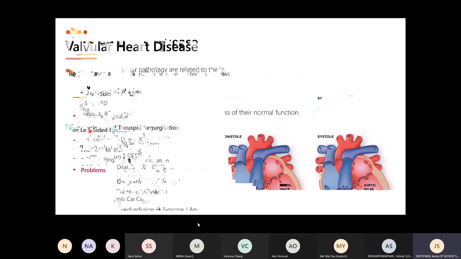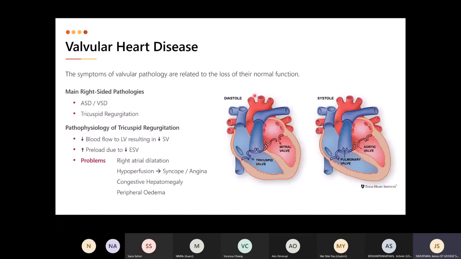Right-sided pathologies, mostly ASD and VSD, and tricuspid regurgitation. Right, so in tricuspid regurg, you have reduced blood flow to the left ventricle, because when you're in systole, and that blood is pumped out of the right ventricle, some of it is going back into your right atrium. So you have less blood going into the left ventricle. So that results in reduced stroke volume because there's less blood in that ventricle during systole.